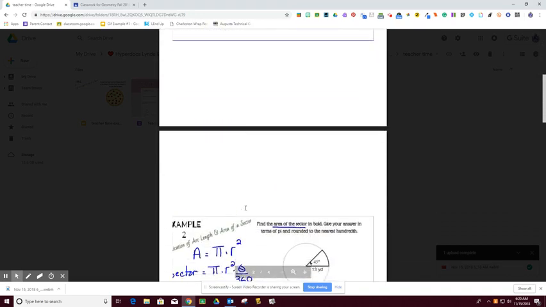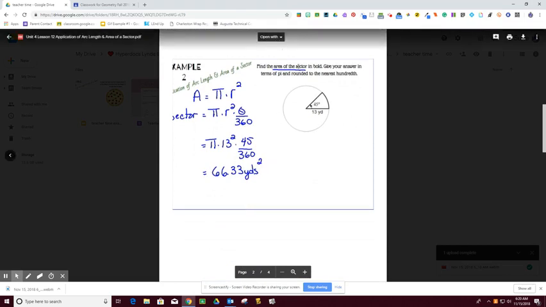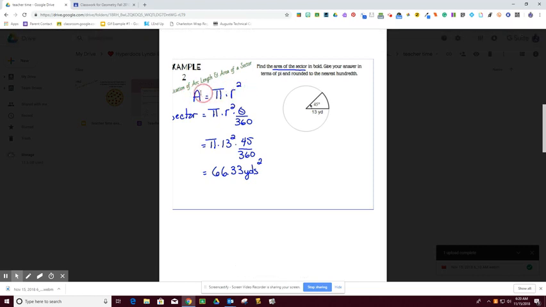For the next example, this time I'm asked to find the area of the sector. And you'll notice that according to our state formula sheet, we know that the area of a circle is pi r squared. So what I'm going to do is just tack on the part of the circle I care about, which is again theta over 360. So in this case, I care about the 45 degrees because what I'm looking for is the area of the darkened part, the area of the sector.